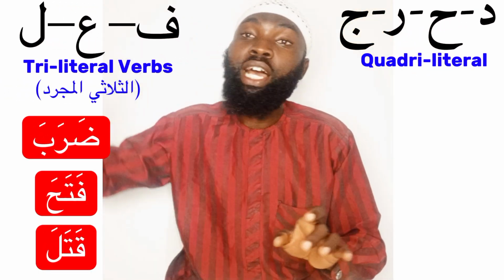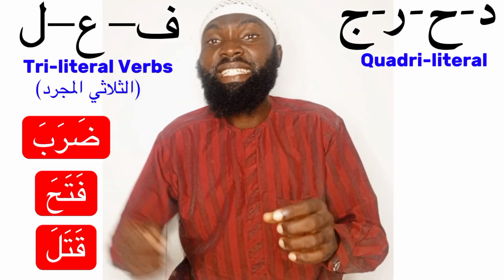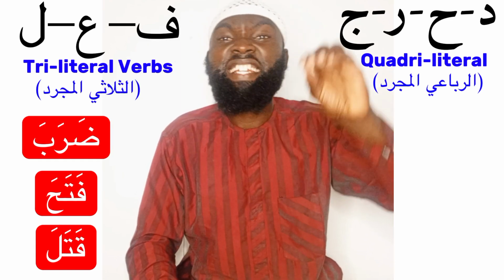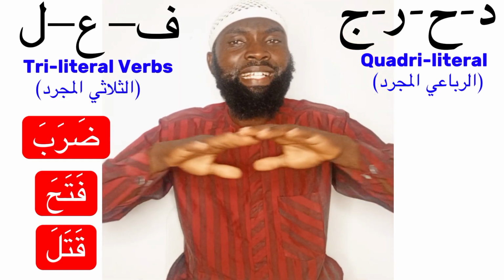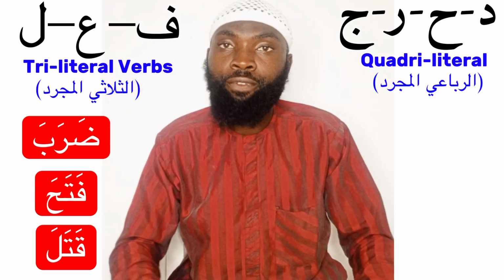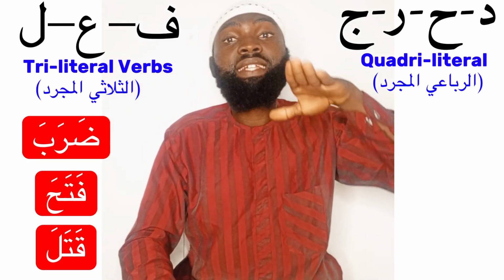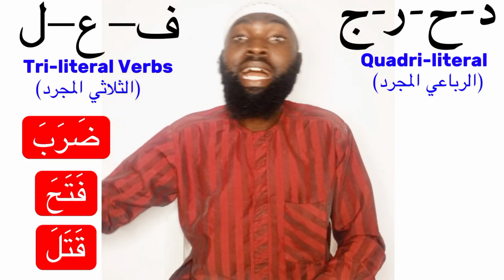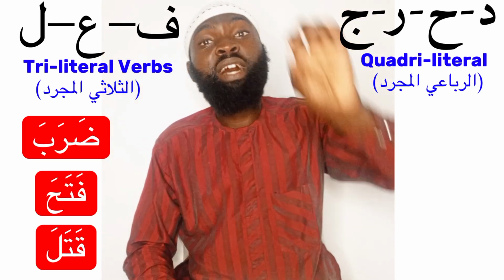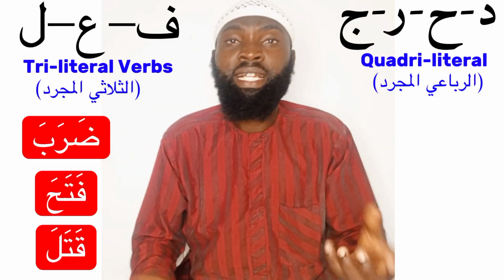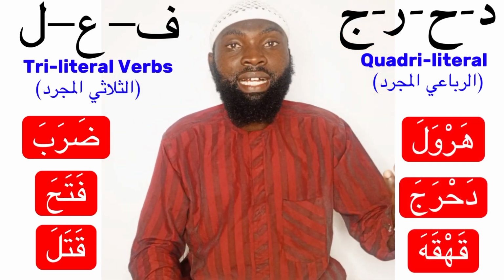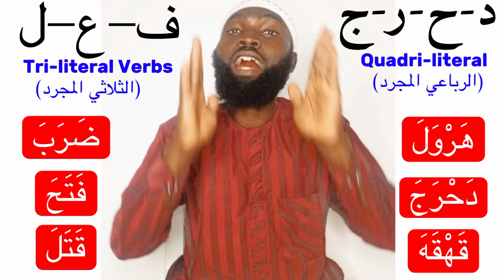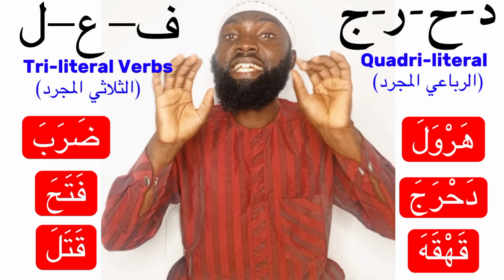These we call الثلاثي المجرد, which means tri-literal verbs, and الرباعي المجرد, which means quadri-literal verbs. This we have discussed extensively in the link placed above. An example of the 3-letter verbs are words like qatala, doroba, fataha, as we have mentioned. An example of the 4-letter verbs in Arabic language are verbs like harwala, dahraja, kohkoha. You can see these words like this. They are original words formed from 4 letters.